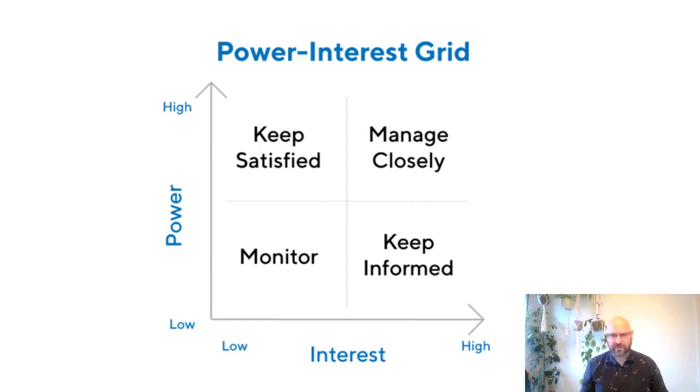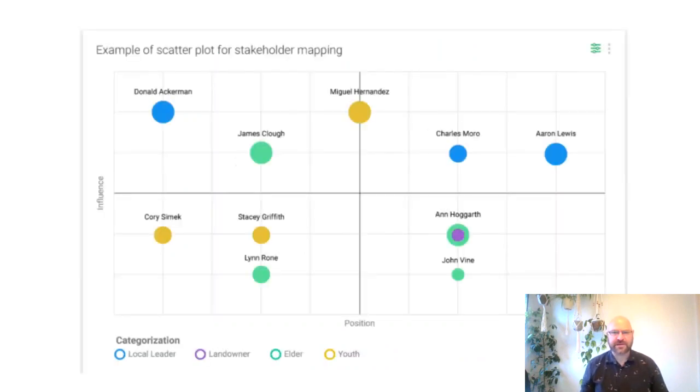Right, so that gives you an idea of what the stakeholder analysis is. Let me give you an example of what this could then look like in terms of a scatter plot, and we're going to be doing this in a minute. So this is an example of a youth program.